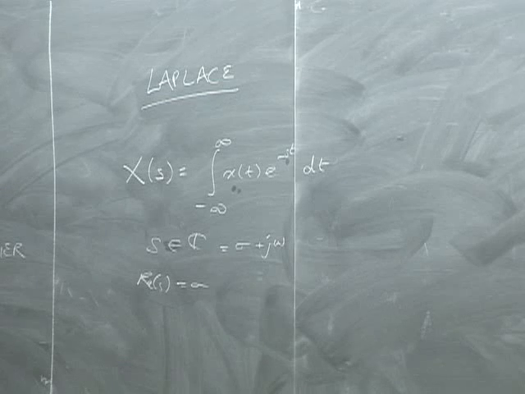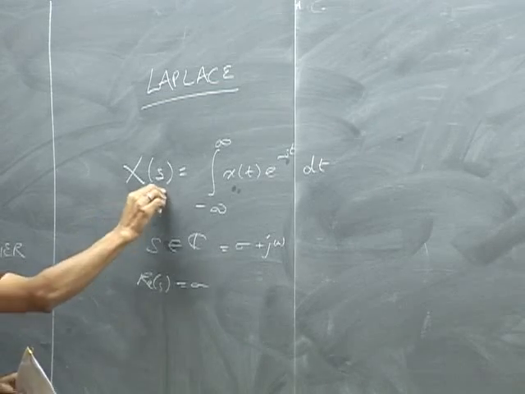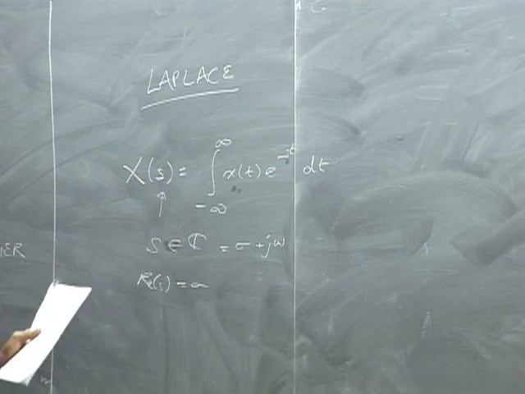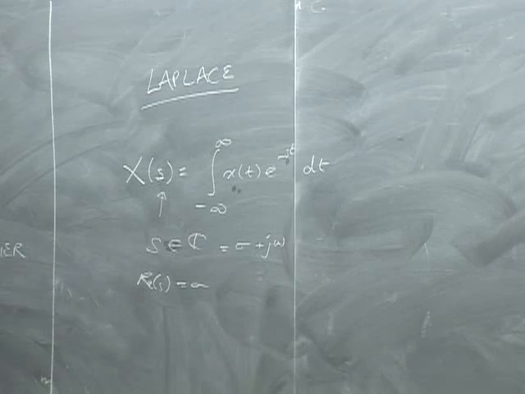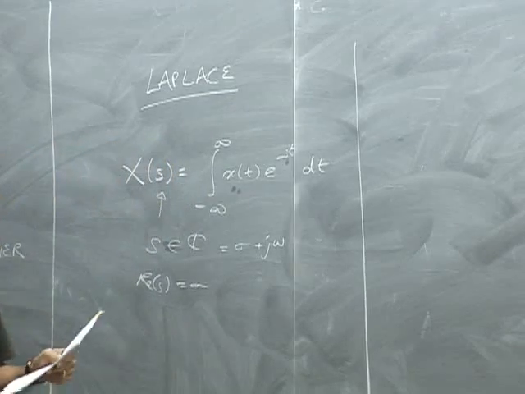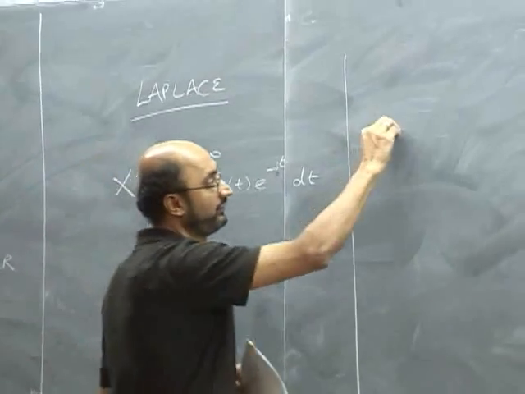So we have a complex plane, and we have a function on the complex plane. X is a function of the complex number s, and defined in this way. So this is what we did last time. Based on this, we have some properties that we basically get for free.